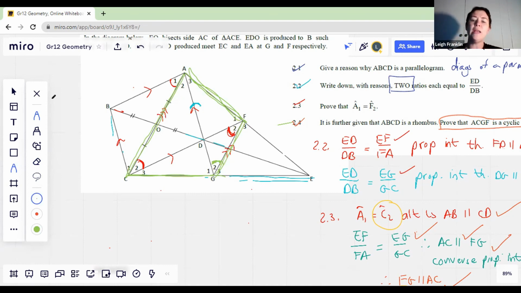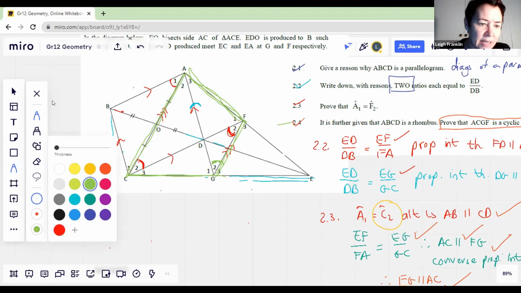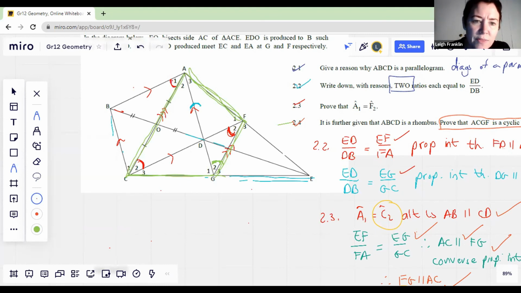But do we know anything about angle G2? Nothing. We haven't worked with it at all. So that seems unlikely. Plus, it has absolutely nothing to do with ABCD. So if we have a look at ABCD, we say to ourselves, okay, we know that this one over here equals that one over there equals this one over here. But if I could prove that this angle equaled this one, then I've proved that it's a cyclic quad. Ah, that's why they told me it was a rhombus.